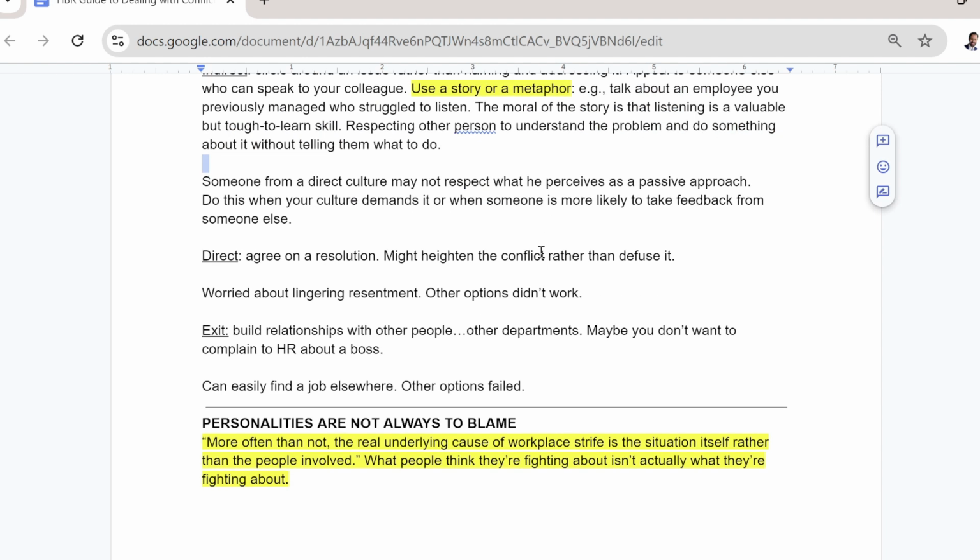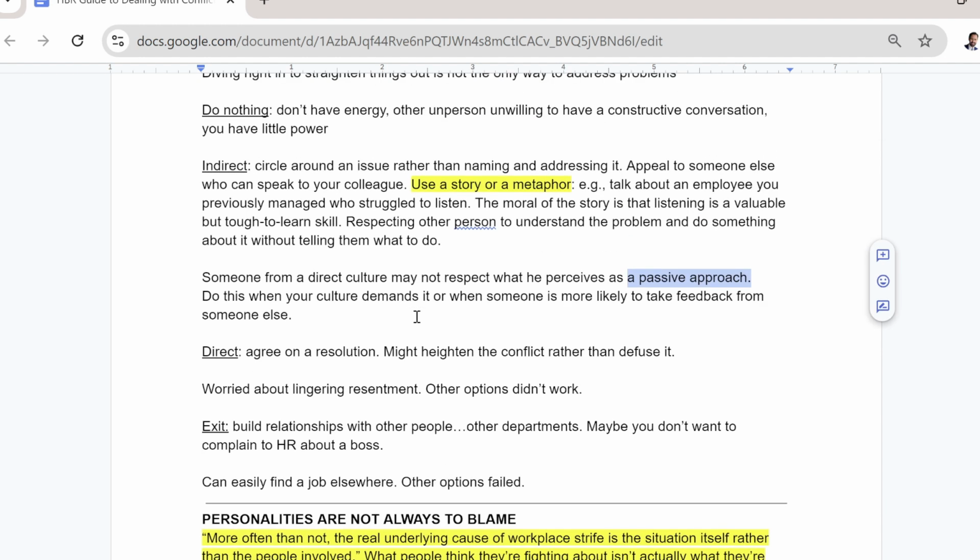Someone from a direct culture may not respect what he perceives as a passive approach. Do this when your culture demands being indirect or when someone is more likely to take feedback from someone else. So, for example, going through a colleague that they respect or is friends with.